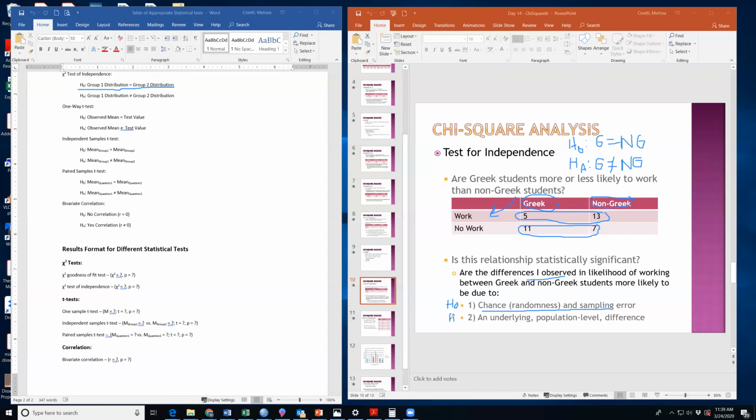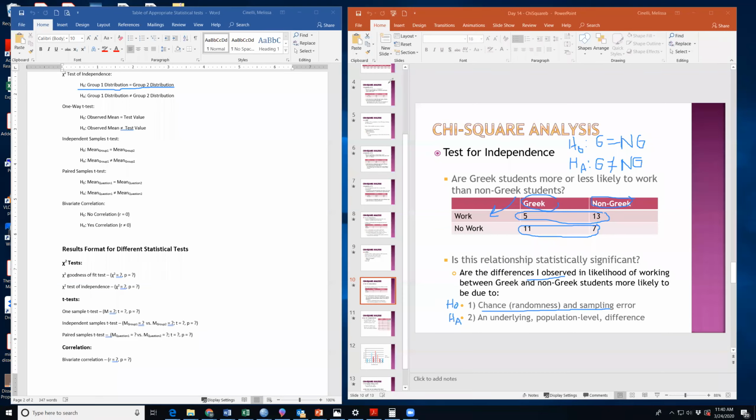Or these groups are not the same. At the population level, Greek students are less likely to work, and that's why I'm seeing this in my sample. So the truth at the population level is just showing up in my sample, and that's why I see these differences. And that corresponds to our null and alternative hypotheses.